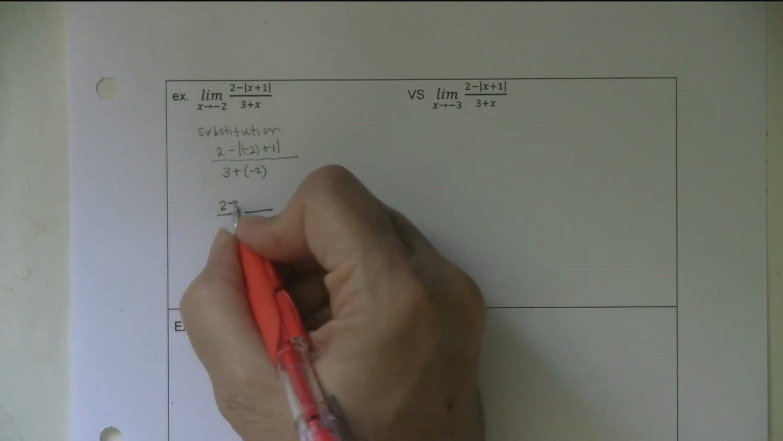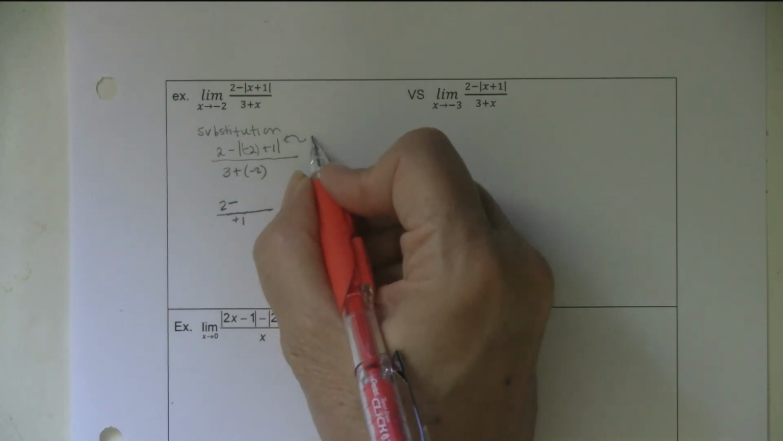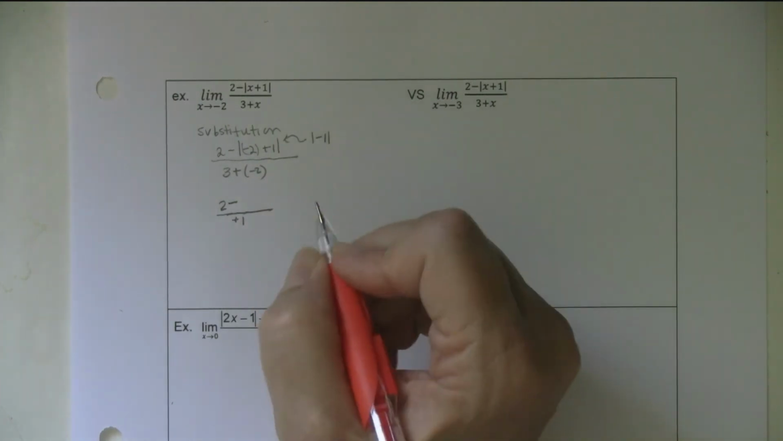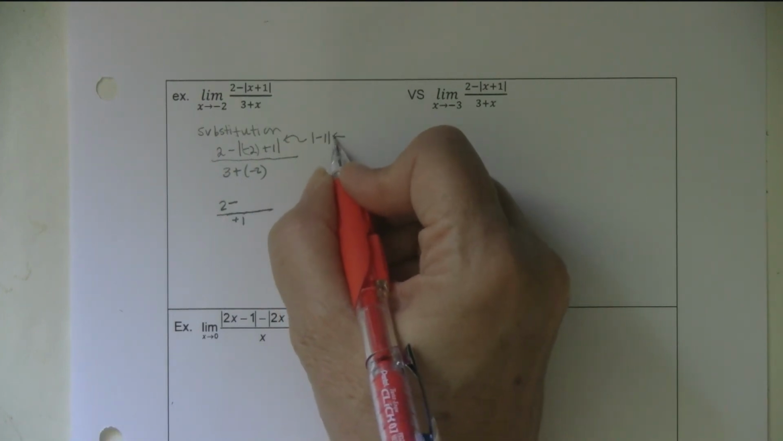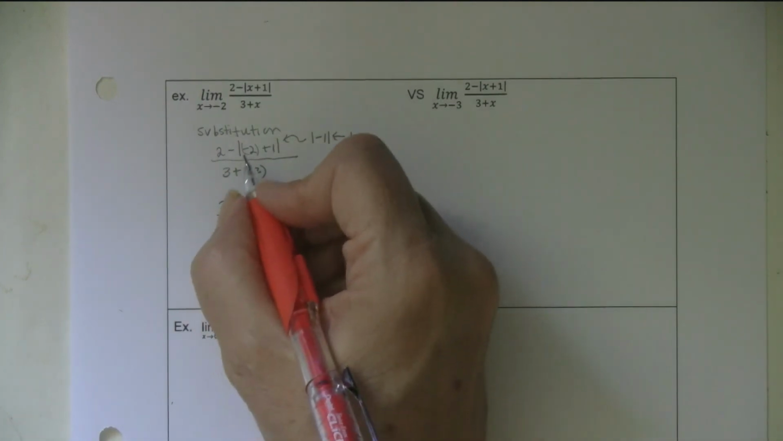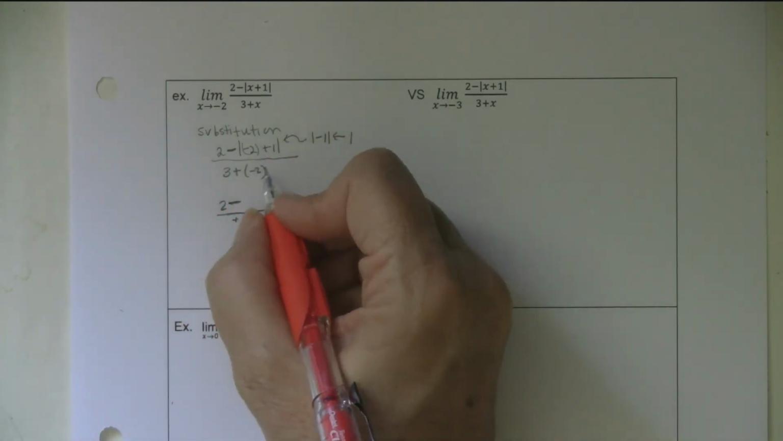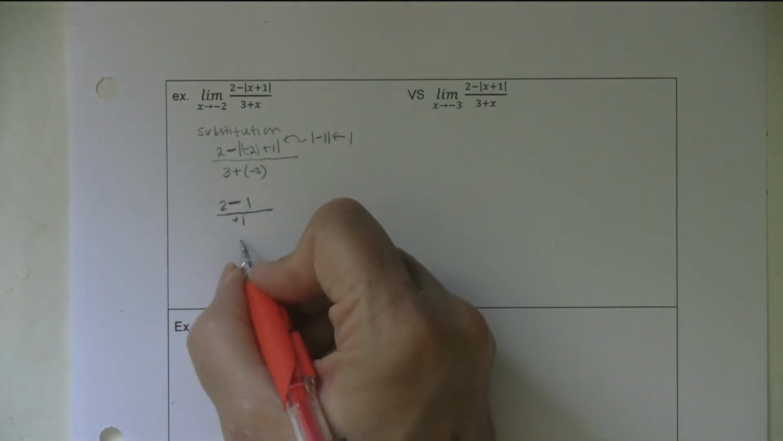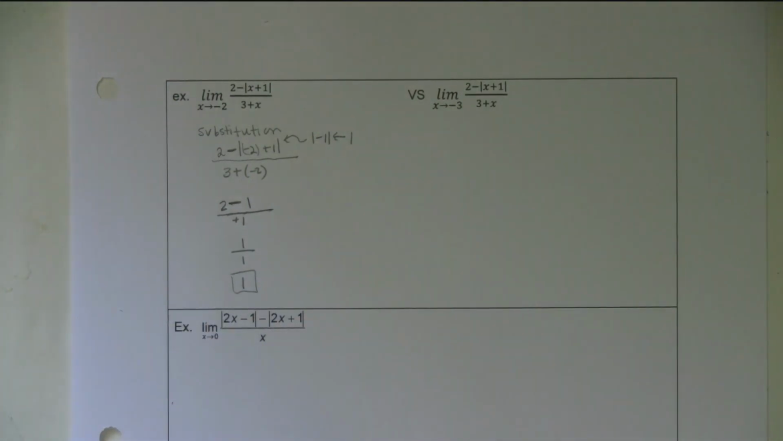2 minus, and then the absolute value, that right there inside is the absolute value of negative 1 is what it is. And the absolute value of negative 1 is 1. So this is 2 minus, there's my minus, and then what did I have in here? 1. So this is 1 over 1, so this is 1. And I was able to use direct substitution on that.